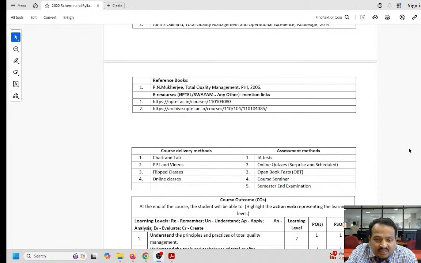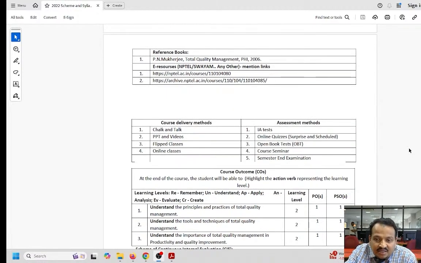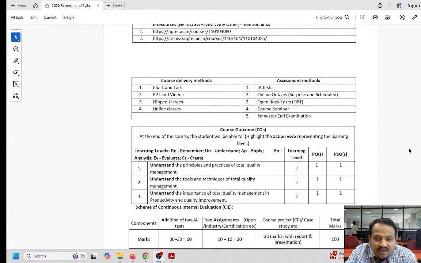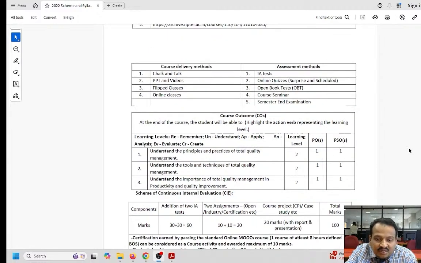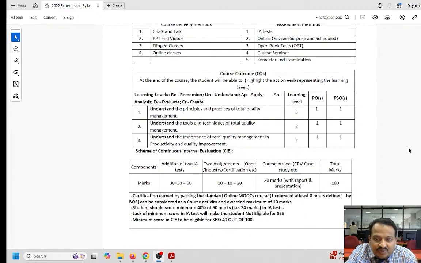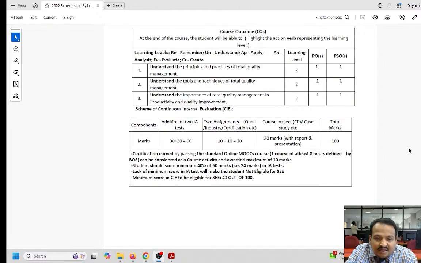The course delivery methods, of course, chalk and talk is very minimal. Most of the delivery method is through PPT and videos. Then the other things remain common for all these things. Then the course outcomes, you have all understand levels, because this is a theoretical subject where scoring is between 70 to 80% out of 100. Yeah, that's it.